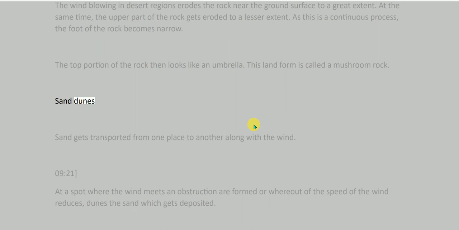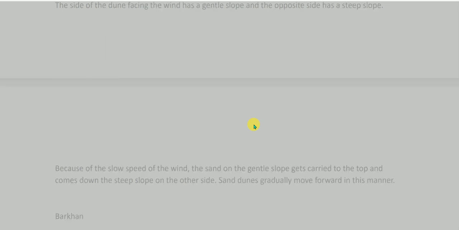Sand dunes. Sand gets transported from one place to another along with the wind. Dunes are formed at a spot where the wind meets an obstruction or where the speed of the wind reduces. The sand gets deposited. The side of the dune facing the wind has a gentle slope and the opposite side has a steep slope. Because of the slow speed of the wind, the sand on the gentle slope gets carried to the top and comes down the steep slope on the other side. Sand dunes gradually move forward in this manner.